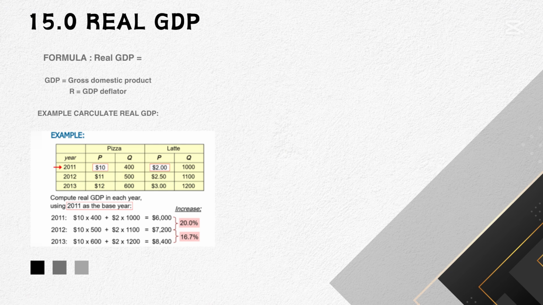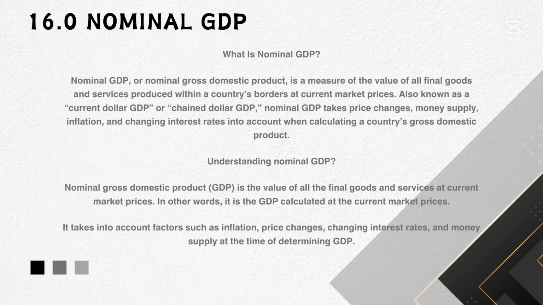Gross domestic product. What is R? R is a GDP deflator. How to calculate nominal GDP? Gross domestic product. What is nominal GDP?